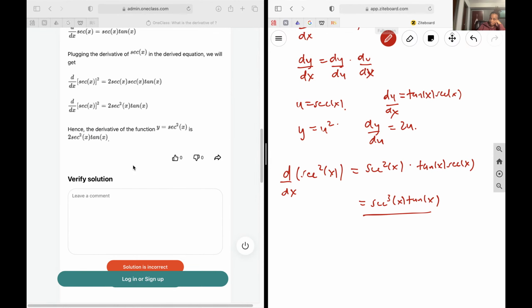Okay, and then, sorry, dy over du, my apologies. This is supposed to be 2u. So 2 secant x. So be careful with what you're putting back in. So this is going to be 2 secant squared x by tan x, and that's going to be your final answer.